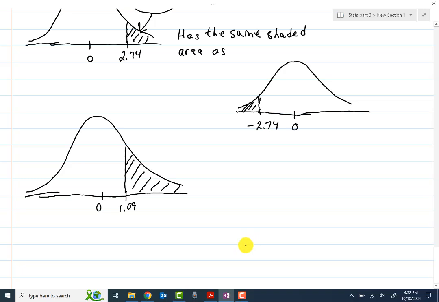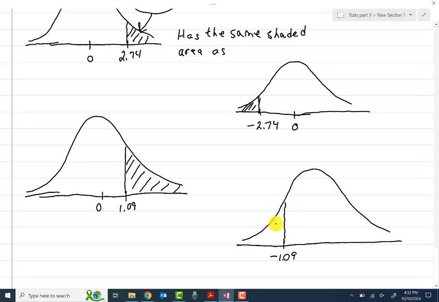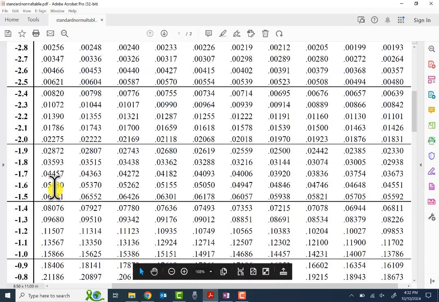1.09. Once again, you're going to look at making it go off to the left instead of to the right. So you're going to be looking over at negative 1.09 and looking at how much area is in there. Using the table, I'm in the negatives, so negative 1.09 is going to be the very last one.